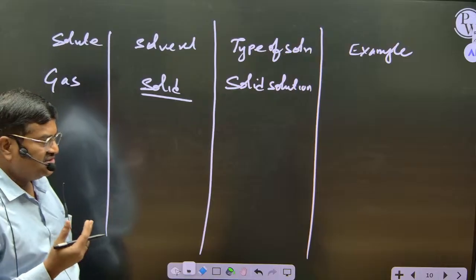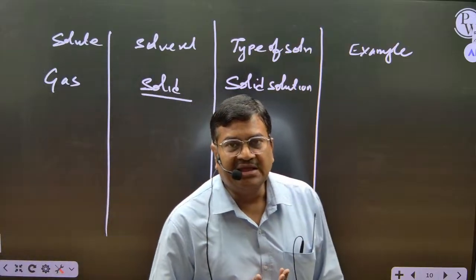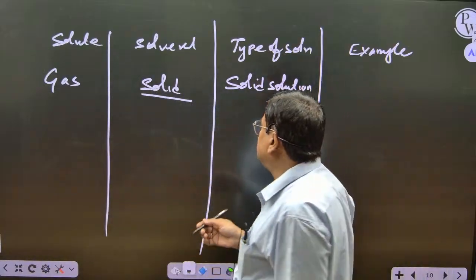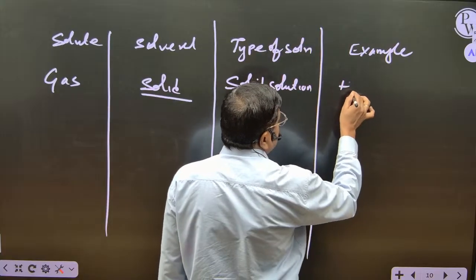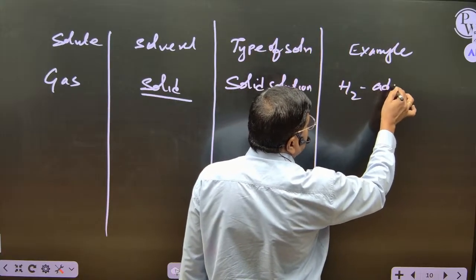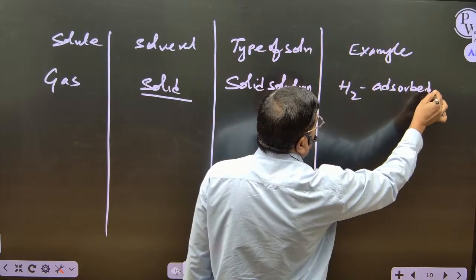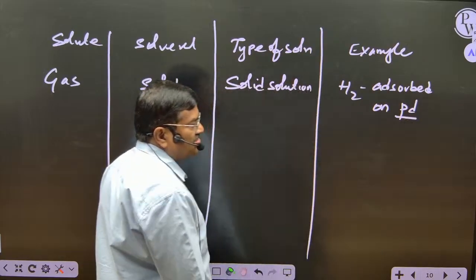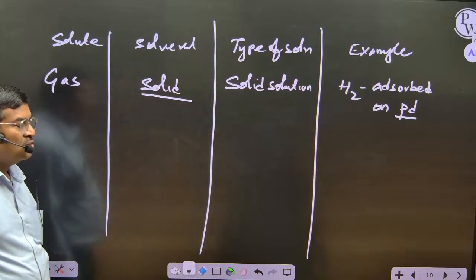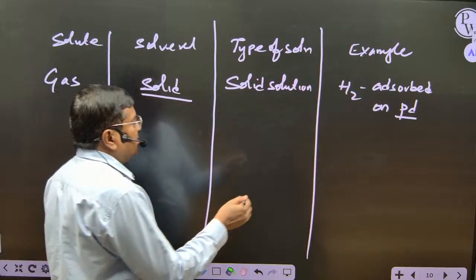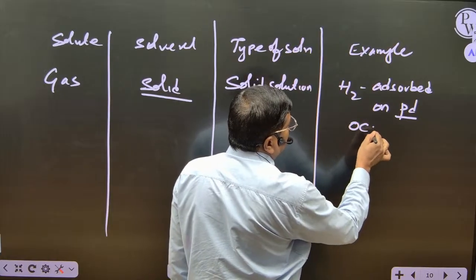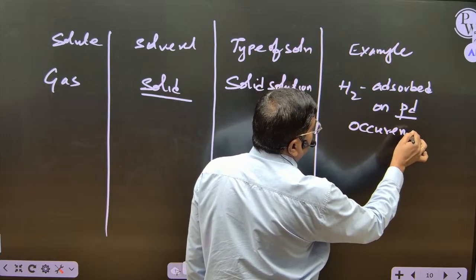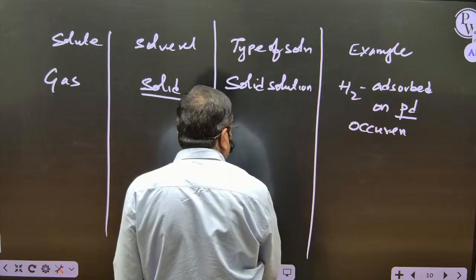You remember hydrogen gas when you pass through palladium, H2. What is H2? Hydrogen gas is adsorbed. Adsorbed means what, on the surface? Adsorbed on palladium. What is the symbol for palladium? Pd. And that process is called occlusion. Later you have surface chemistry in advanced, for mains you don't have, that is called occlusion we call.